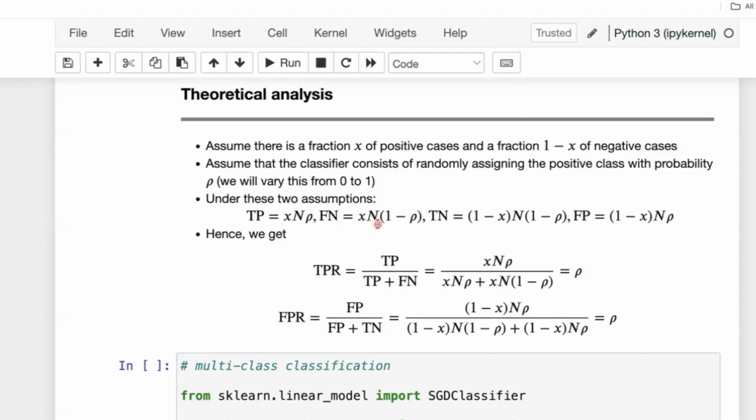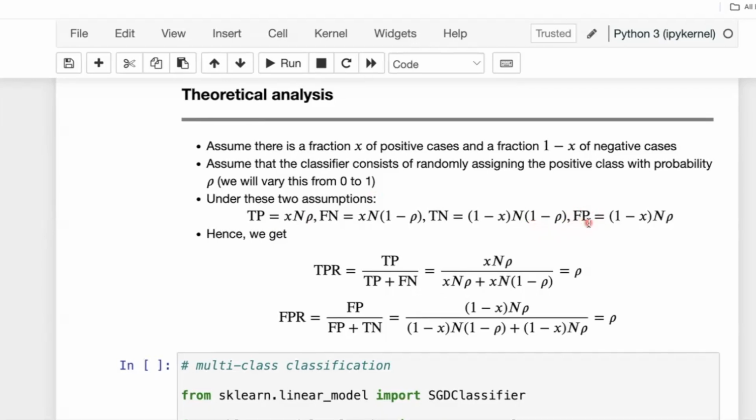And now we multiply these by 1 minus rho, which is the probability of assigning the negative class. So this means that now these are the number of false negatives. Similarly, for true negatives, we have to first find the number of negative cases and multiply this by the probability that the classifier produces something as a negative class.